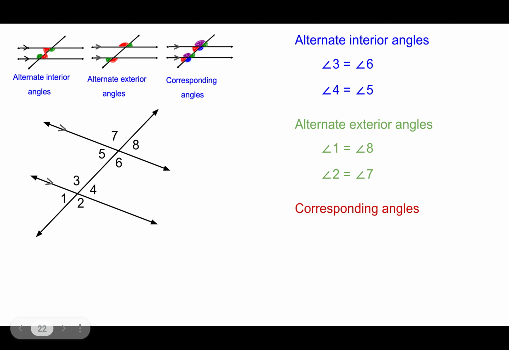Then we have our corresponding angles. Angle 7 and angle 3, again, if you look at this one, they're both on the same side of the transversal and on top of the parallel line. Angle 5 and angle 1, again, below the first line, below the second line, on the same side of the transversal. Angle 8 and 4, again, now we're on the right side of the transversal, on top of the first line, on top of the second line, and angle 6 and 2, on the bottom of the first line, bottom of the second line.